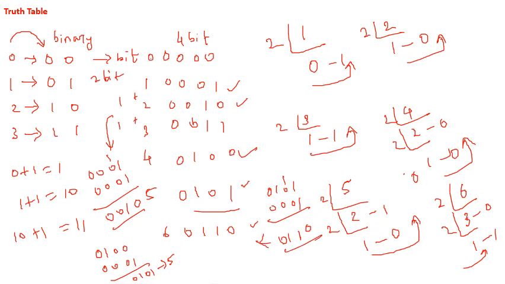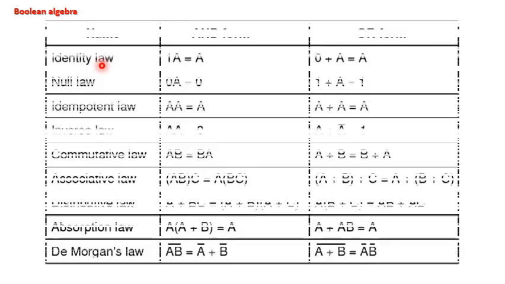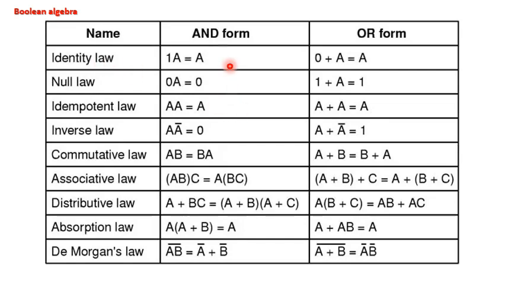This is the input given to the next slide. See here, truth table. Okay, now Boolean algebra. See here, one is about the truth table. We have seen the previous one. Now we'll see about the Boolean algebra.